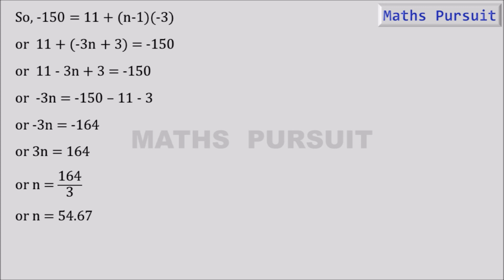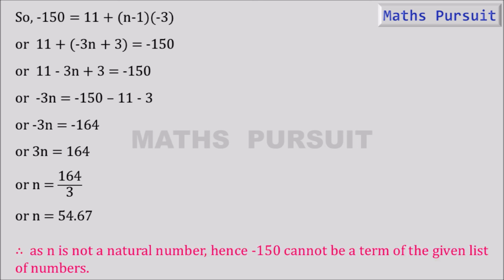We could see that we are not getting a natural number, we are getting a fraction like 54.67. Therefore, as n is not a natural number, hence minus 150 cannot be a term of the given list of numbers. That means our assumption here is wrong. Minus 150 is not a part of this number sequence.